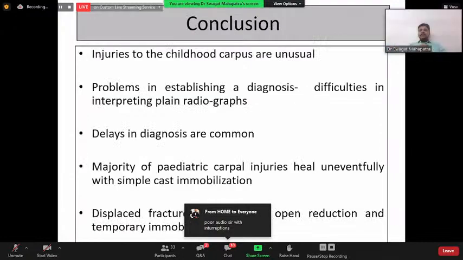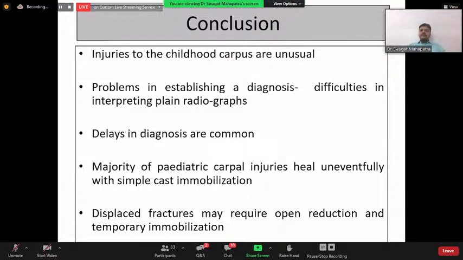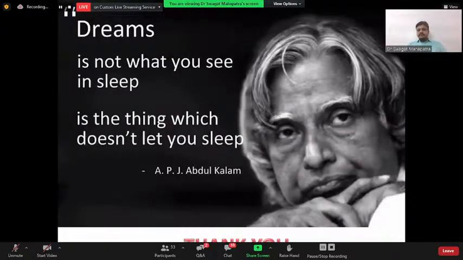So to conclude, injuries to the childhood carpus are very rare and unusual. The most important problem is establishment of a diagnosis of a fracture because there are difficulties in interpreting plain radiographs, and hence there are delays in diagnosis. Very few times, displaced fractures may require open reduction and temporary immobilization. Thank you so much.